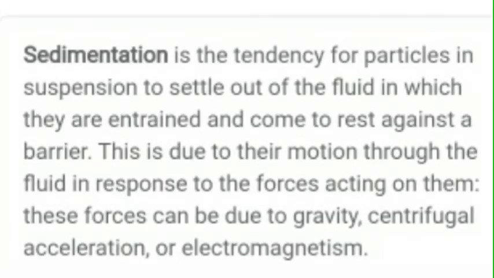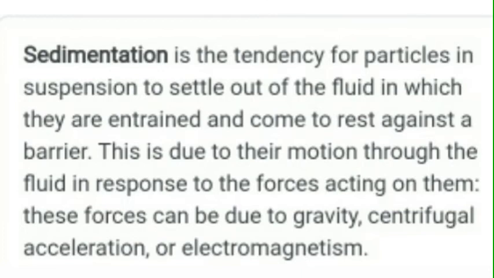What is the basic principle of sedimentation? Sedimentation means settling down of the substances of the mixture. Sedimentation is the tendency for particles in suspension to settle out of the fluid in which they are entrained and come to rest against a barrier. This is due to their motion through the fluid in response to the forces acting on them.